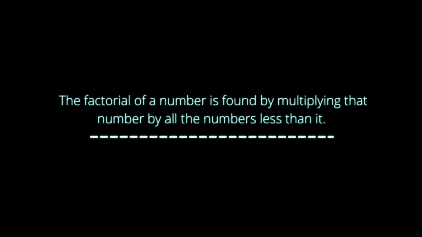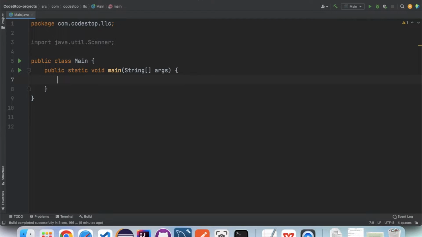What is a factorial of a number, or how can we calculate a factorial of a number? The factorial of a number is found by multiplying that number by all the numbers less than it. So this is the definition from the encyclopedia.